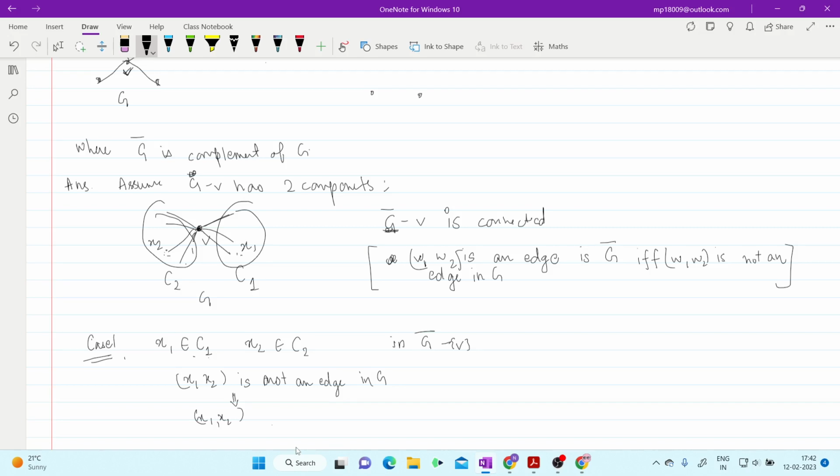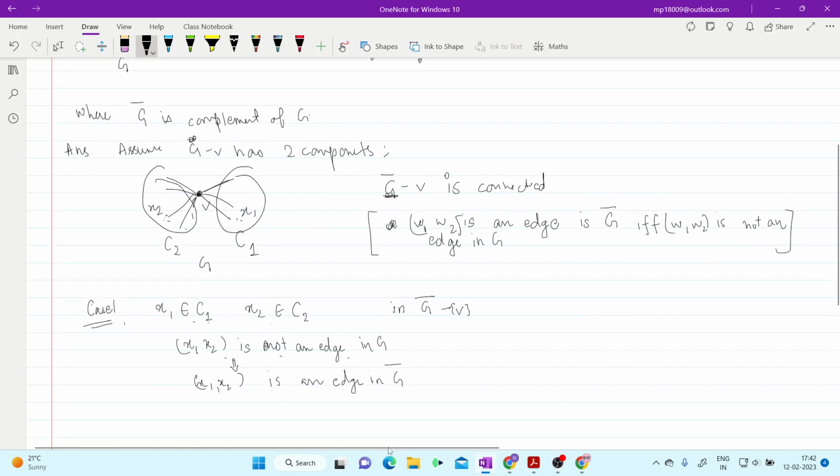Okay, C1, okay, that makes sense. Yeah. So we get that x1, x2 is not an edge in G, therefore x1 and x2 is an edge in G bar, and therefore we see that we have a path between x1 and x2. Now what about case 2?